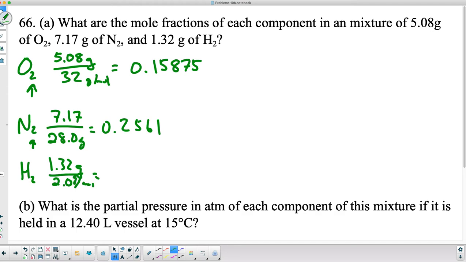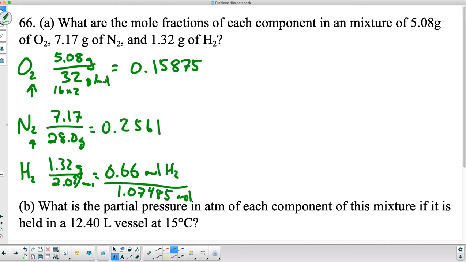Okay, these are all numbers off the periodic table. This is 16 times 2, because 16 grams per mole for one oxygen, but since we have 2 of them, and 14 times 2 for 28 to get 28 grams. So this last one is 1.32 divided by 2 equals 0.66, and that is also moles of H2. Now I simply add them all up. Once I add all 3 of these up, I get a total of 1.07485. That's total moles of mixture.